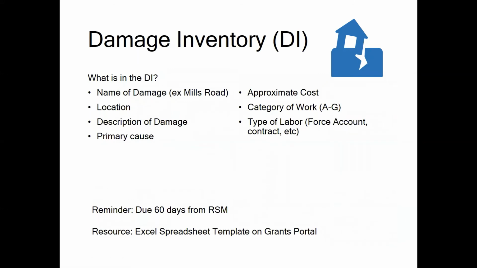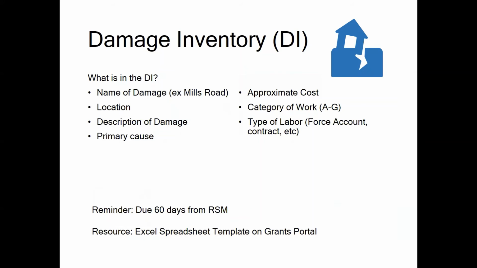The damage inventory lays the foundation for all future actions, including project formulation, establishing the damage description and dimensions, or DDD, the scope of work, and all cost estimates, which lead to project obligation. You can download an Excel spreadsheet template for the DI from Grants Portal. The DI is where you will report all of your impacts and damages.